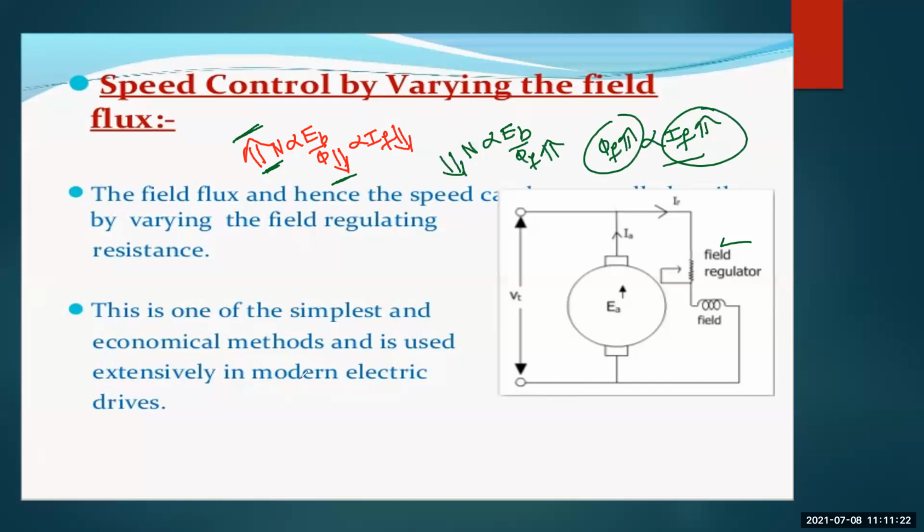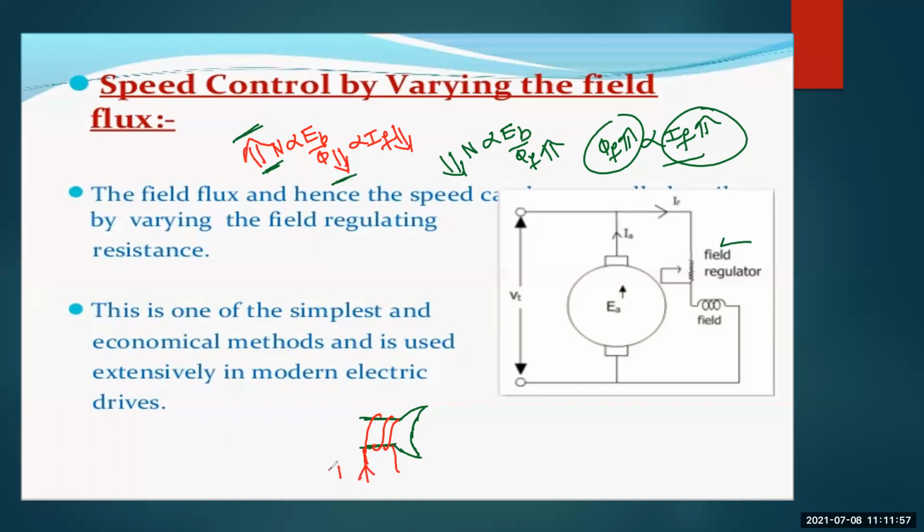But this method, increasing the field flux so that the speed decreases, has some disadvantages because of where the field winding is placed. The field winding is placed on the pole core of a DC motor. This is called the pole. This is called the winding, the field winding. Am I right or not?